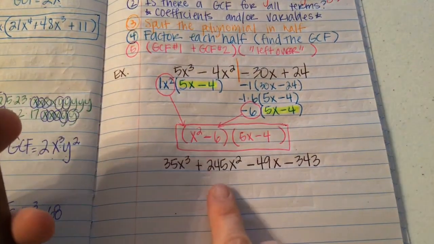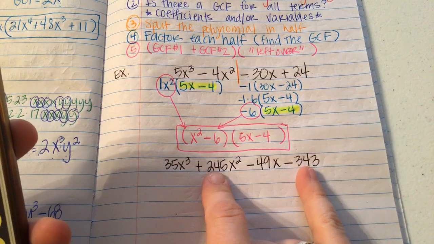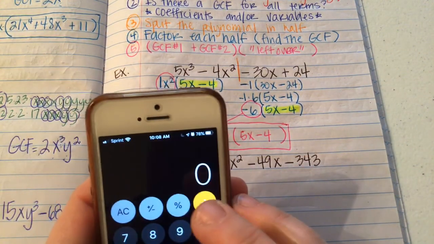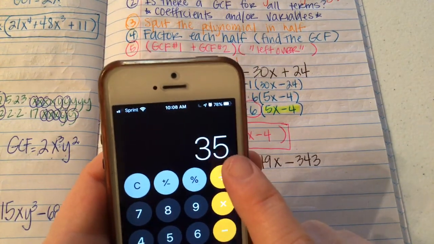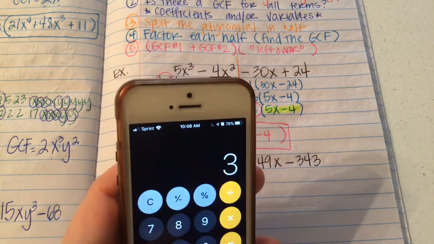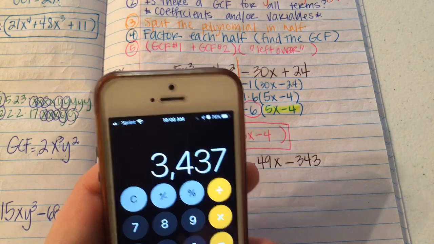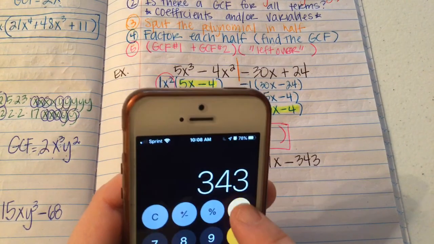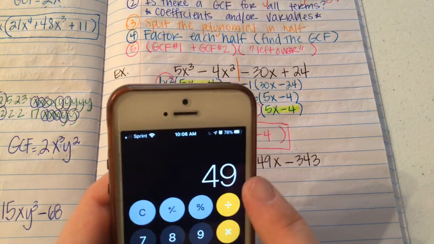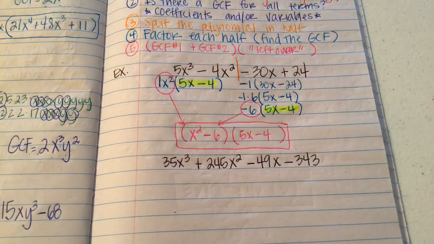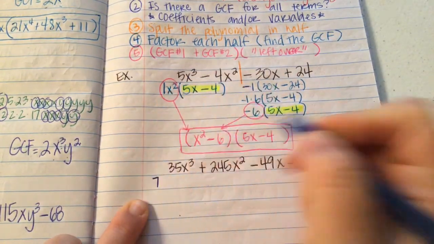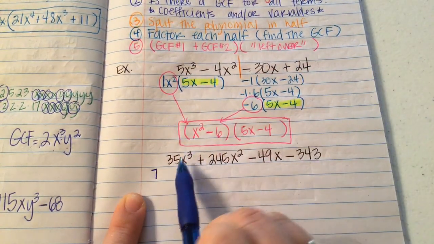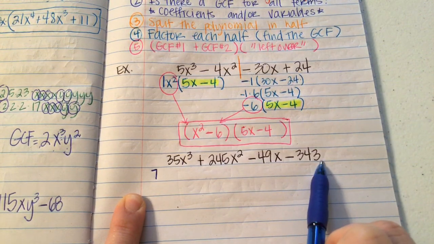All right, so here we go. 245, 343. Let's see, 245 divided by 7 is divisible, and 343 divided by 7 is also divisible. Perfect. So let's factor out a 7. Let's get these numbers that are more manageable. Any variables? No.